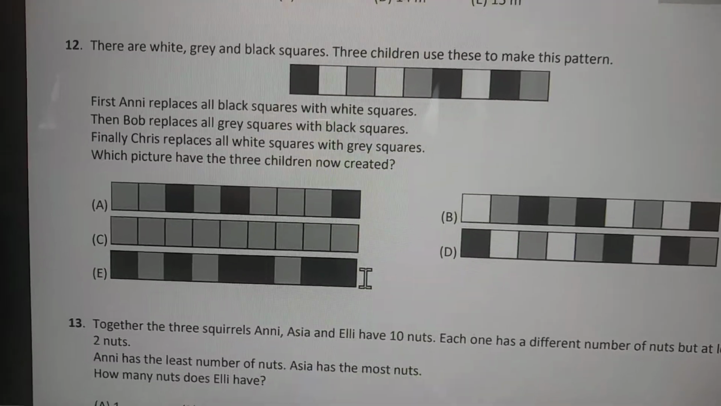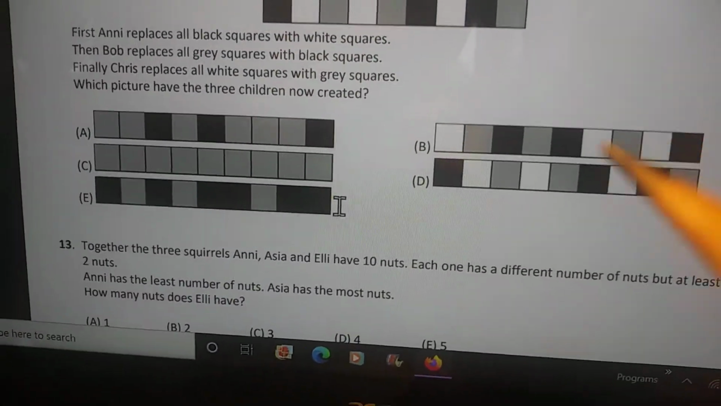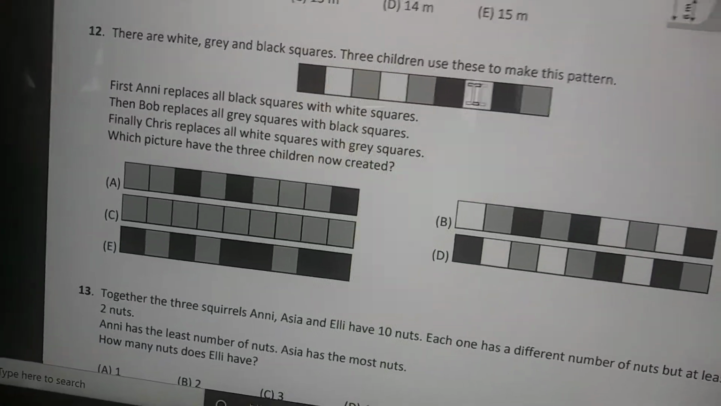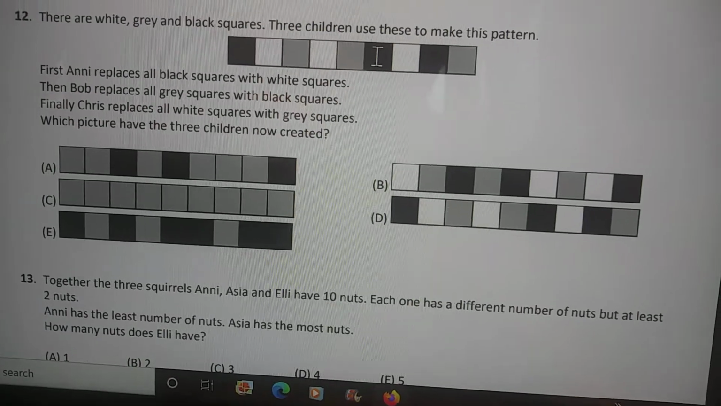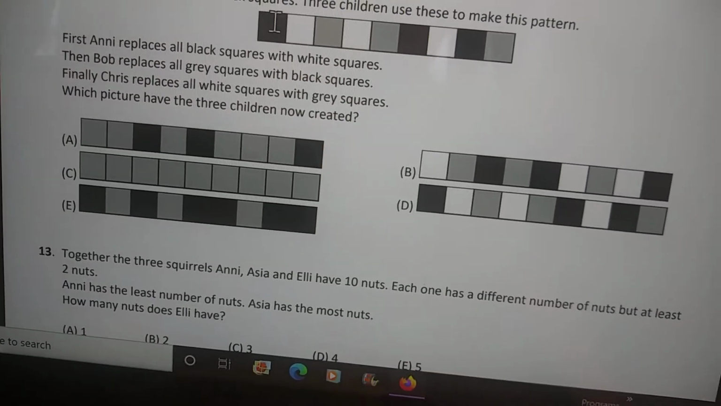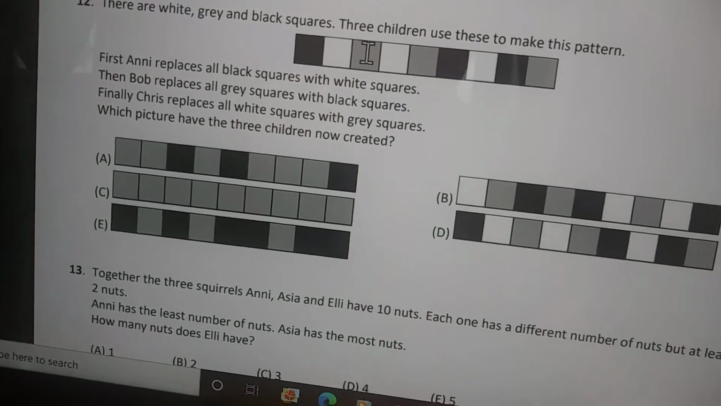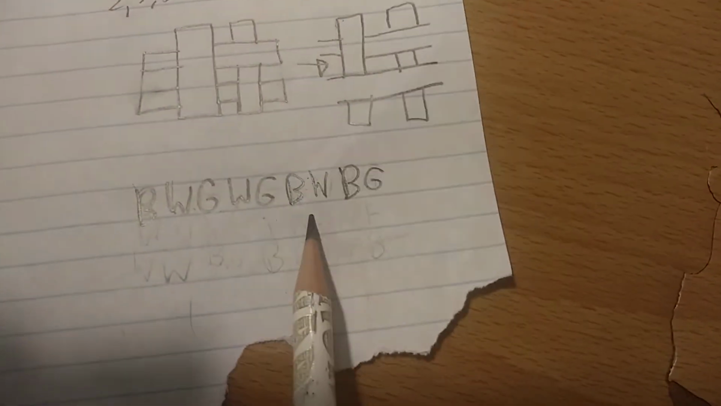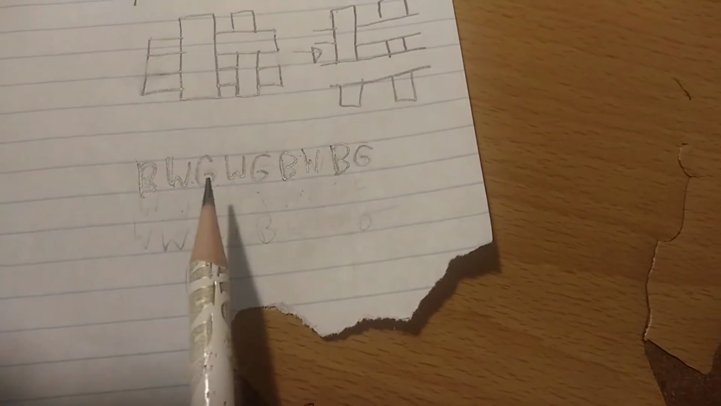So a good way to start approaching this is by writing down the sequence seen right here. So I would associate a letter with each single block. So you see black, I would write B, white, W, gray, G. Alright, so I'm going to write it down right here. Okay, so now you see here, black, white, gray, black, white, black, gray. Alright, so B is black, W is white, G is gray.